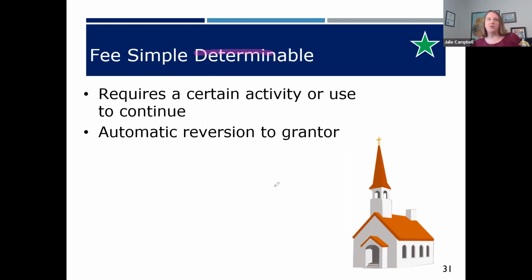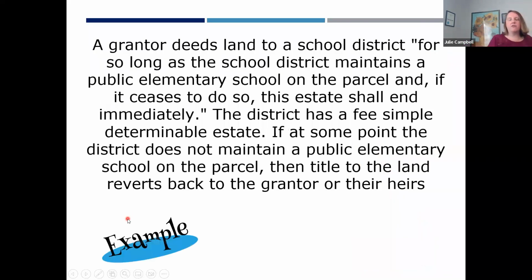So one says you can only do one thing. The other one says you can do anything but one thing. Break the rules, lose the property. So let's look at an example together. A grantor, the person that sells the property, deeds the land to a school district for so long as the school district maintains a public elementary school on the parcel, and if it ceases to do so, this estate shall end immediately. It's pretty clear, isn't it?